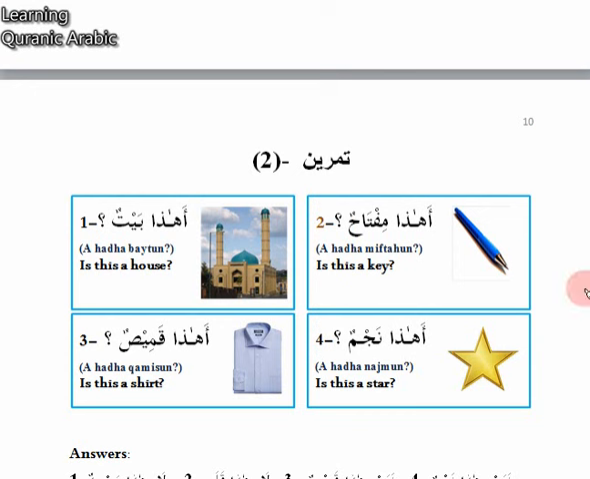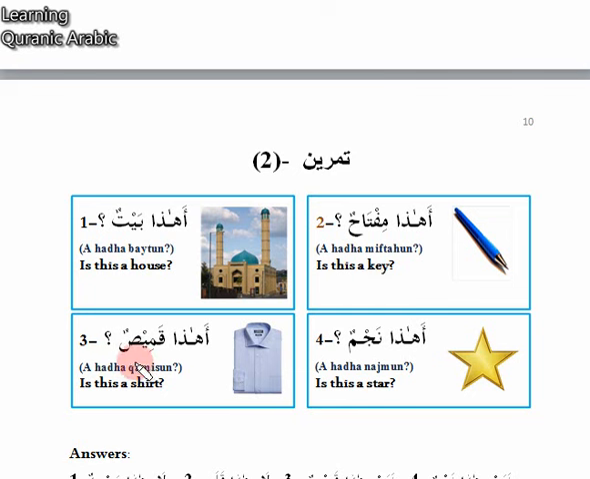Yes, you ask, أهذا, you answer. أهذا بيت؟ لا. لا means no. لا هذا مسجد. Is this a house? No, this is a mosque. Yes, you ask, you answer. أهذا مفتاح؟ لا. هذا قلم. Yes, you ask and you answer.